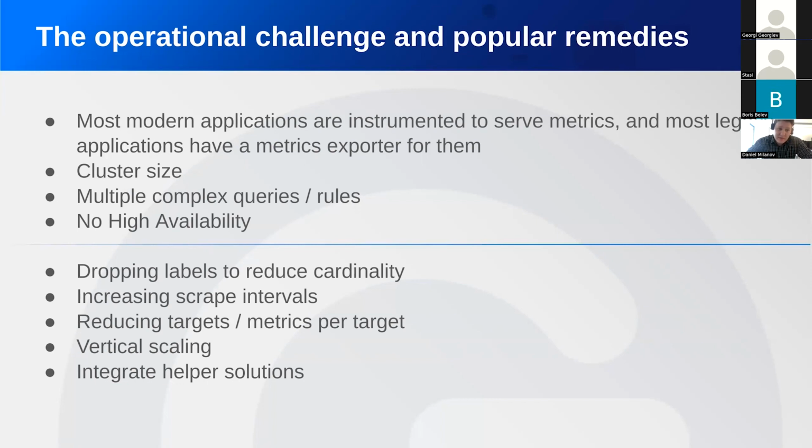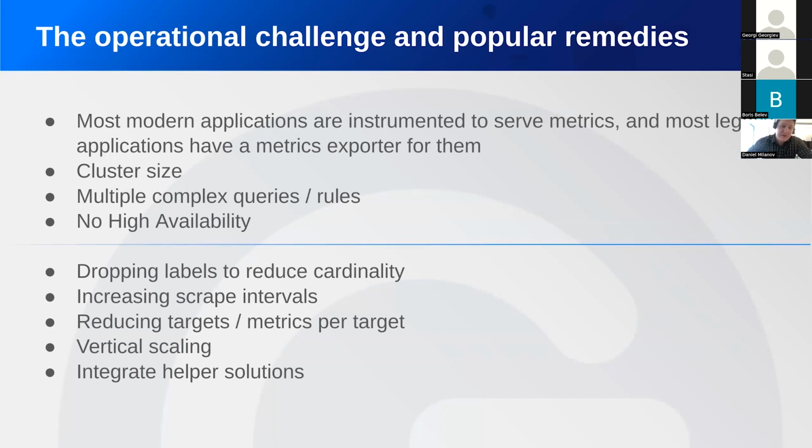Traditionally, there are many different ways to try to deal with this Prometheus bloat. Some of the most popular are outlined here. They include dropping labels on metrics to reduce cardinality. Scraping intervals can also be increased. The targets that you scrape can be reduced, or the metrics per target can also be decreased.